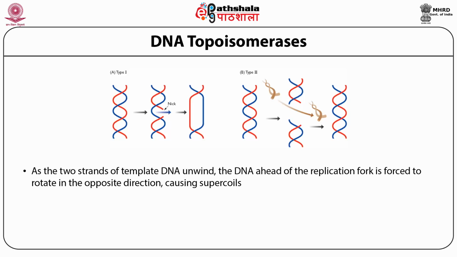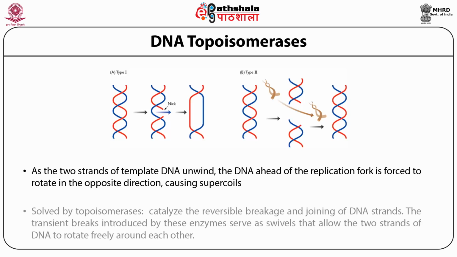Now, the principle behind the working of DNA topoisomerases is very simple. There are two types of DNA topoisomerases, type 1 and type 2. As you can see from the figure, type 1 makes a single stranded nick, relieves tension and then reseals the nick. Now, if the supercoil is big, then type 2 topoisomerases usually come into play. They create a double stranded nick, relieve the tension so that the two strands of DNA can rotate freely, and then reseal the nick. These help in relieving supercoils and stress ahead of the replication fork.